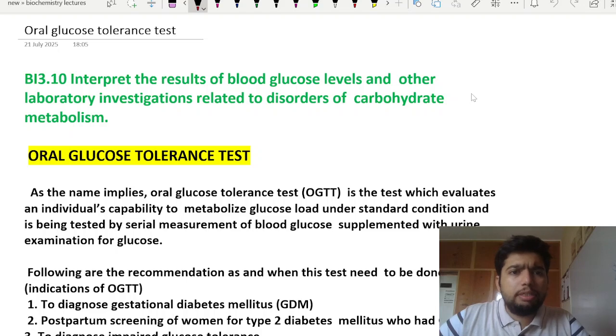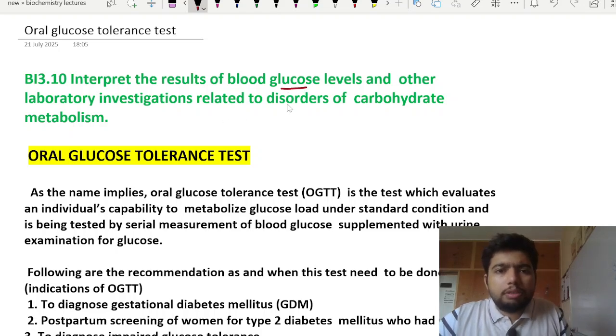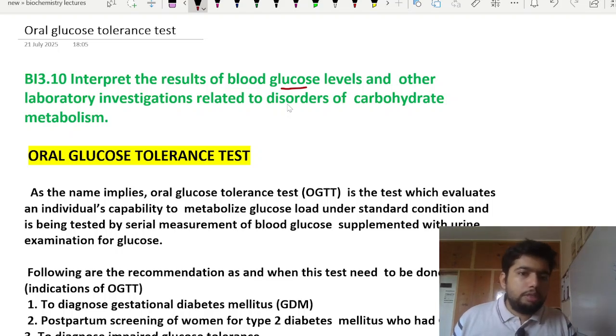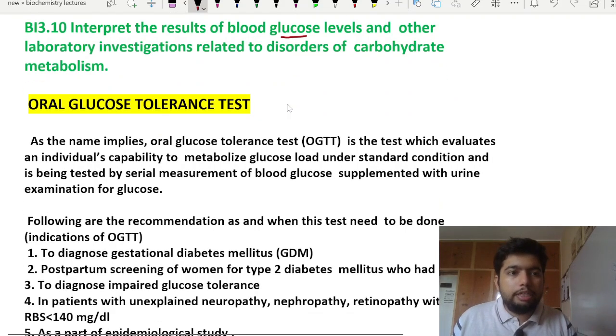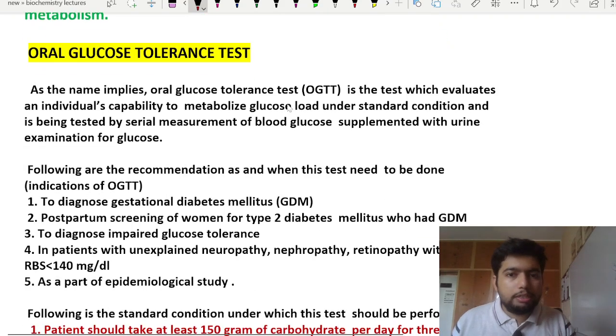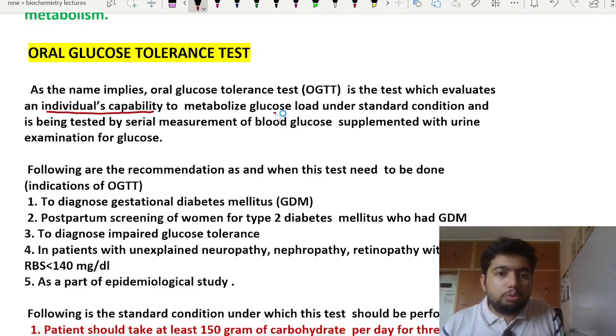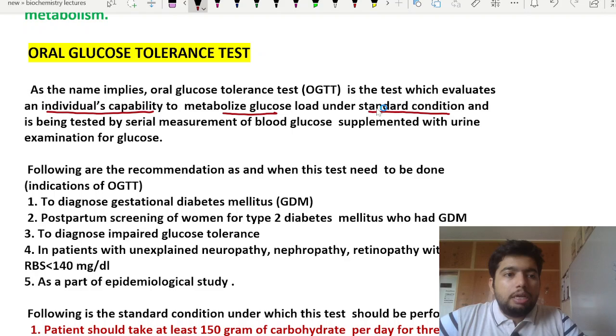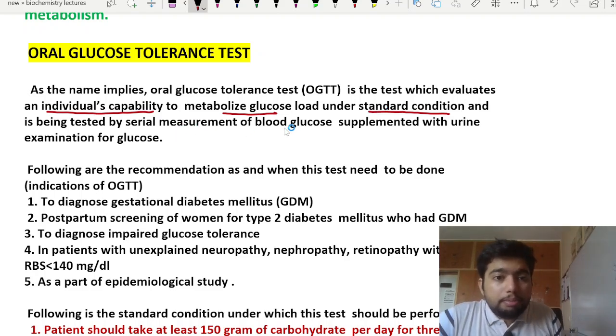You have to interpret the result of blood glucose levels and other laboratory investigations related to the disorders of carbohydrate metabolism. So one part of this competency is the oral glucose tolerance test. Now going into detail, as the name implies, the oral glucose tolerance test evaluates an individual's capability to metabolize a glucose load under standard conditions. This is a very important topic, so carefully understand the concepts. It is tested by serial measurement of blood glucose.